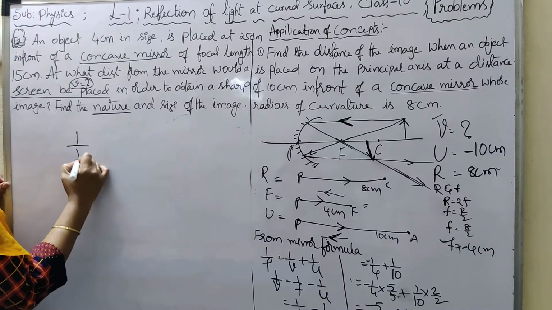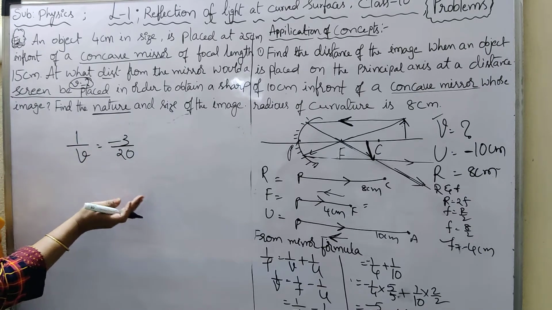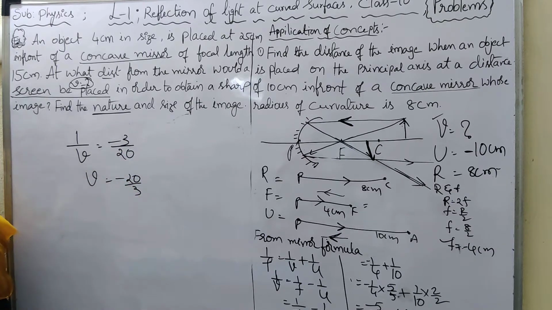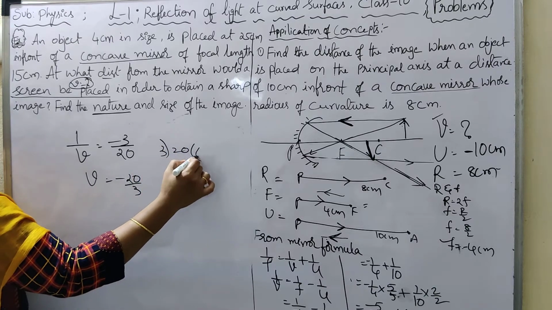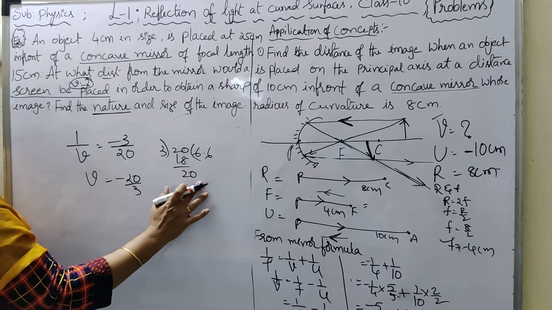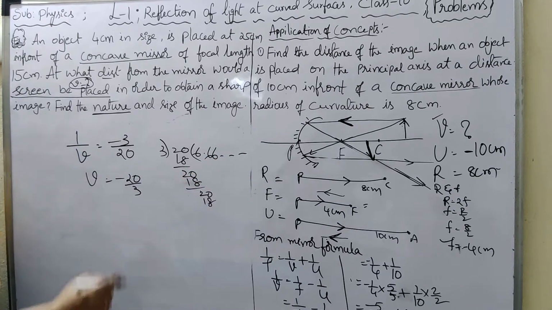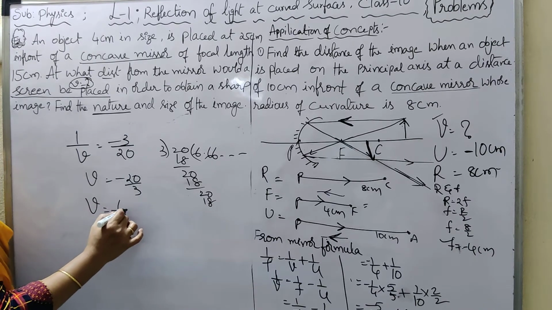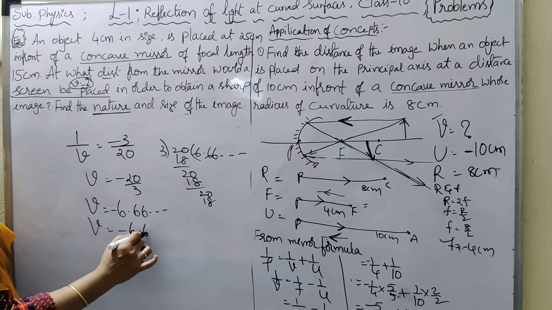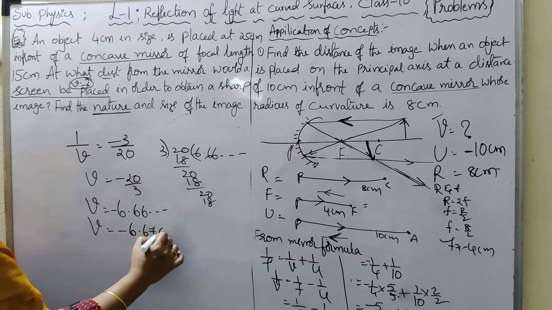So we got 1 by V is equal to minus 3 by 20. From this you find the V value. Reverse it: V by 1 is 20 by 3, so you will get minus 20 by 3. The decimal is repeating, endless. Then the V value will be minus 6.66 and so on. We will write it as minus 6.67. You can write it or leave it like that, nothing will happen. Then the units are centimeters.